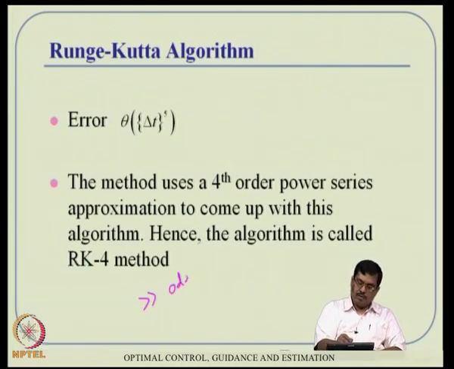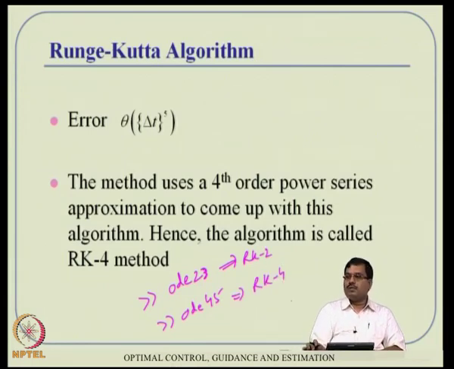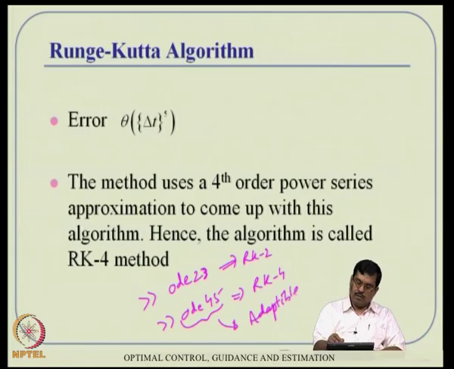There is a function called ODE23, and there is another function which is called ODE45. ODE23 is the RK2 method, second order Runge-Kutta method, and ODE45 will give you the RK4 method, fourth order Runge-Kutta method. Essentially both are similar functions, but by default whatever is there in MATLAB uses what is called adaptive step size.